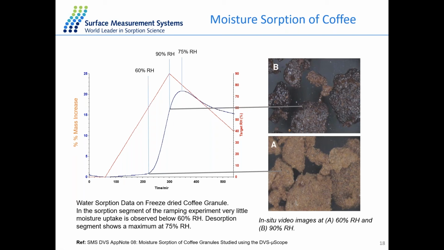And we can perform exactly the same experiment on some other fruit sample as well, with the combination of the camera to take the photo images, at the same time running the experiment. And then you can see a clear transformation of the morphology changes at different humidities.